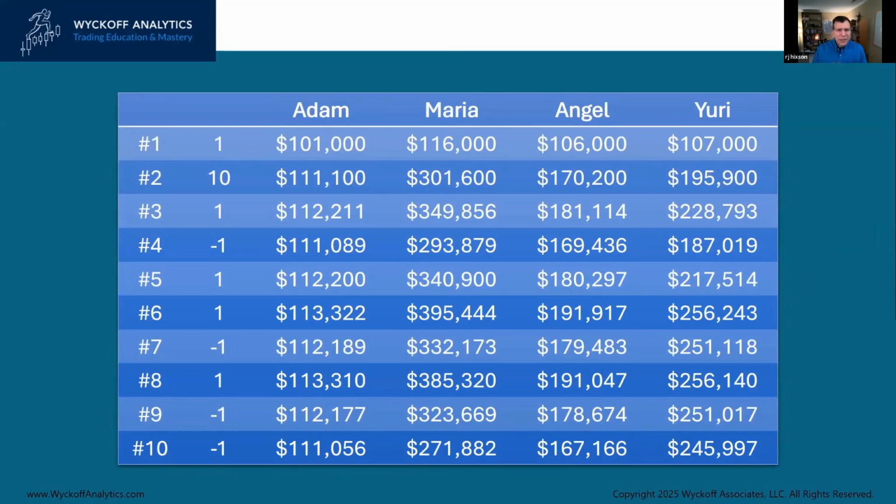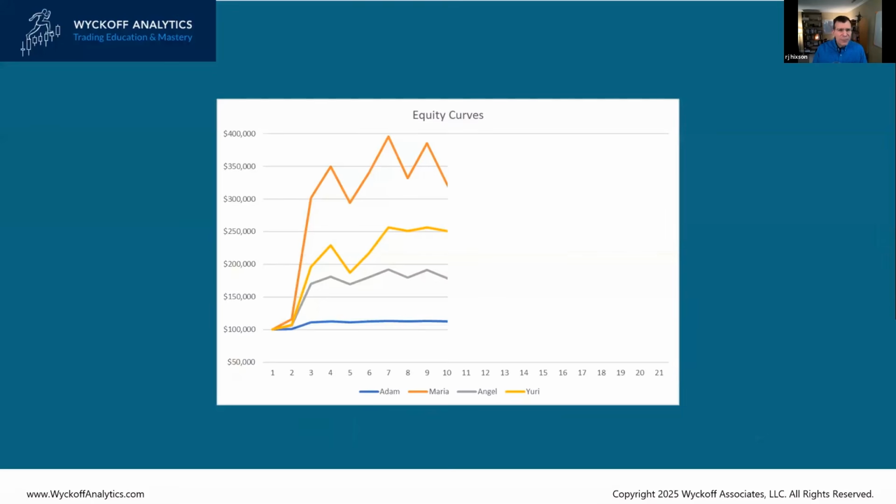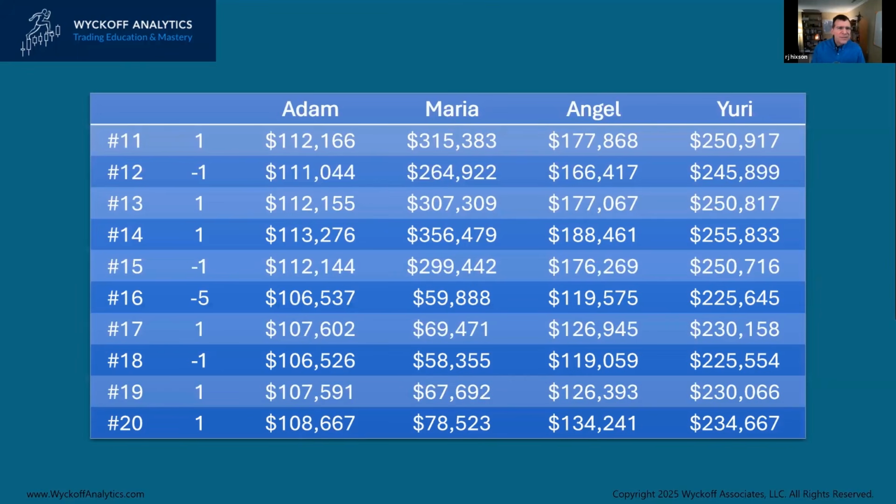Now, if we look at the equity curve, you'll see that Maria actually almost got to 400,000. She almost quadrupled her money in less than 10 trades. Yuri and Angel are up about double what they started with, and Adam is down there. He's got a nice straight equity line, but it's just chugging along. So let's see, there's 10 more trades. We actually let these folks play 20. And in the second 10 trades, look at that bottom row, the ending equity amount.